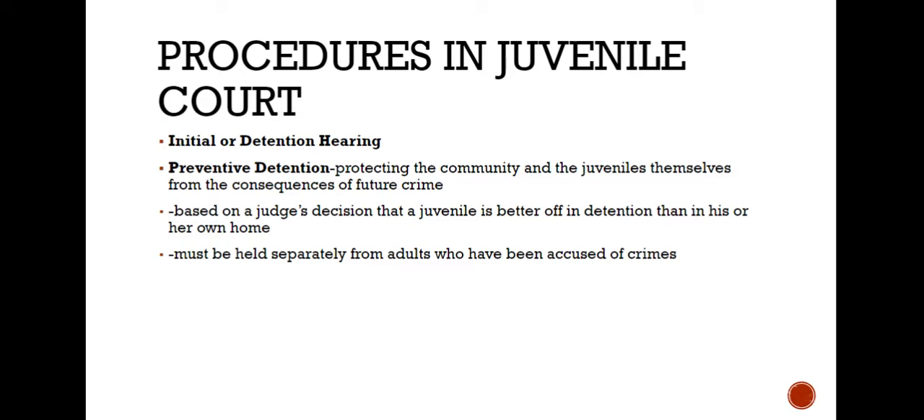That being said, and I want you to be sure you get this down, and we talked about this with lesson 1, if the child is put in preventive detention, they must be held separately from adults accused of crimes. And we talked about that. That was part of that Justice Department Act that allowed for this to happen. So at that initial detention hearing, this is something that is taken into account. We're going to protect the community and the juvenile themselves by putting them in preventive detention, and if we do so, they have to be held separately from adults.